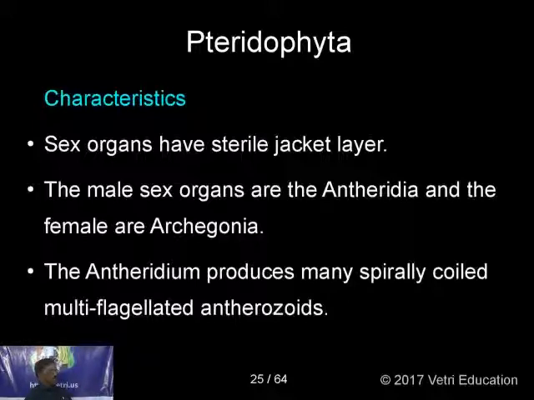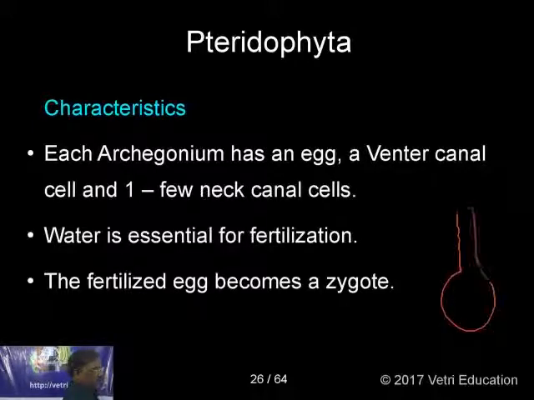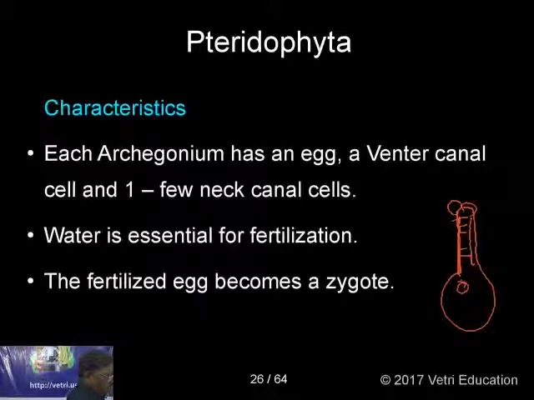The antheridium produces many spirally coiled, multiflagellate antherozoids. So the antheridium, the male sex organ, gives rise to male gametes, which are multiflagellated. And the archegonium, as I told you already, has a flask-shaped structure. The narrow portion is called the neck and the lower broad portion is called the venter. In the neck there are a number of neck canal cells, in the venter there is a small venter canal cell, and a very big egg cell is found.